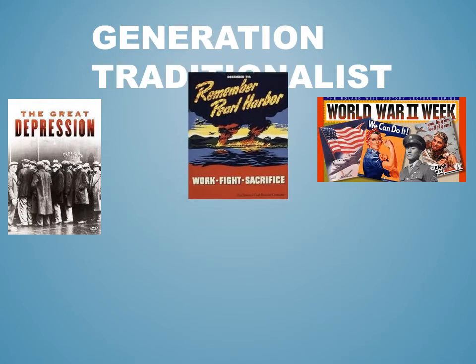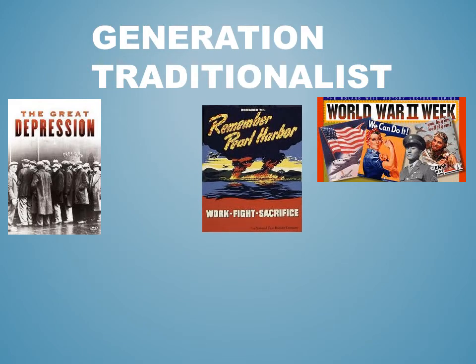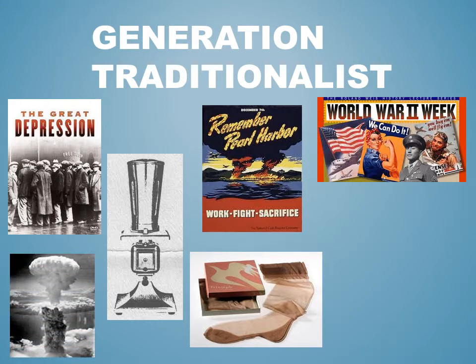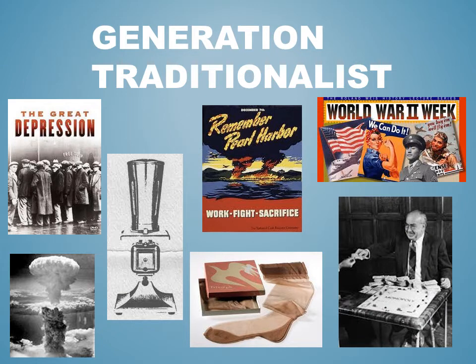The attack on Pearl Harbor by the Japanese also occurred in 1941. But there wasn't all bad news for this generation. Some of the great inventions during their time included the blender in 1922. In 1935, nylon was invented, most notably used for women's stockings, the atomic bomb in 1939, and the extremely popular Monopoly in 1935.